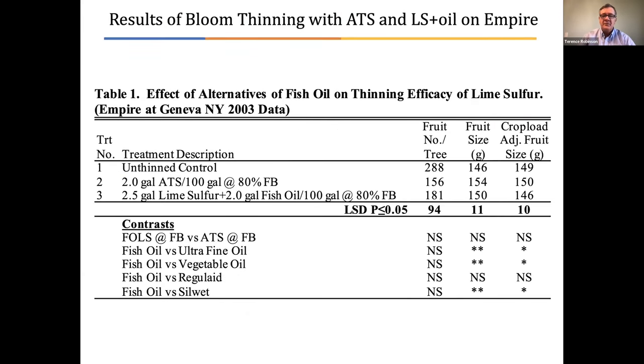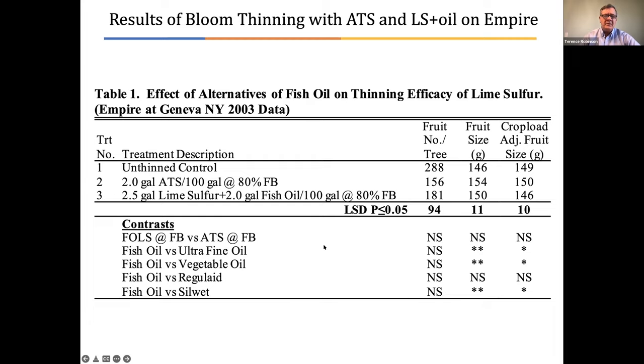This is some data we did many, many years ago. I just wanted to point out in an unthinned control, we had 288 apples on the tree. With either ATS or lime sulfur with fish oil in this case, we dropped that down to 150 to 180 fruits. So they both thinned. Now, this was with no additional thinning sprays at all at petal fall or 10 millimeters; this is strictly what we got out of the bloom thinning. And numerically, size was increased, but it was not significantly different.